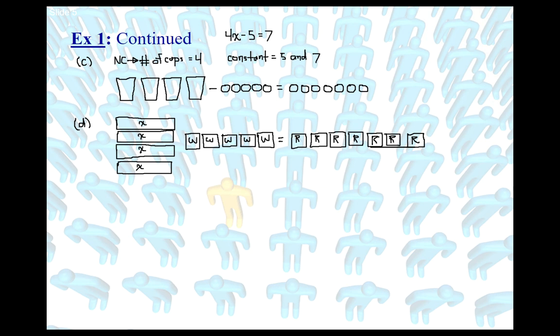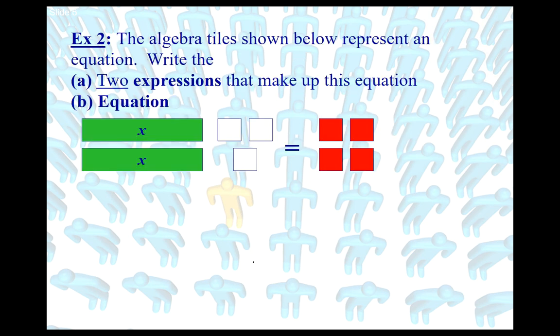Just ignore that horizontal line that appeared. Okay, so 4x minus 5 is equal to 7. Done with the algebra tiles.